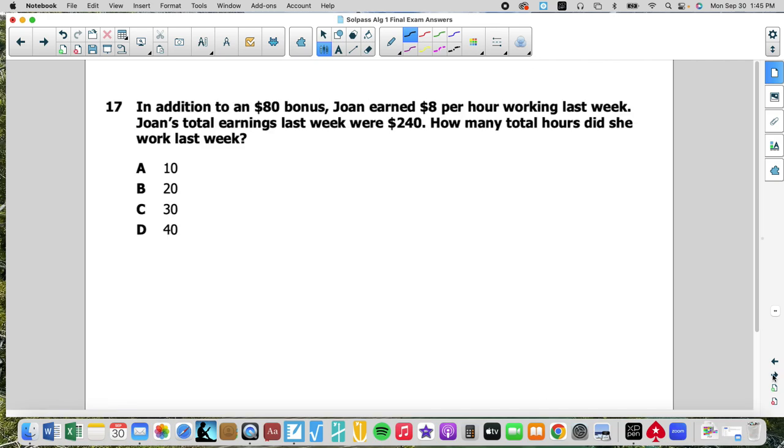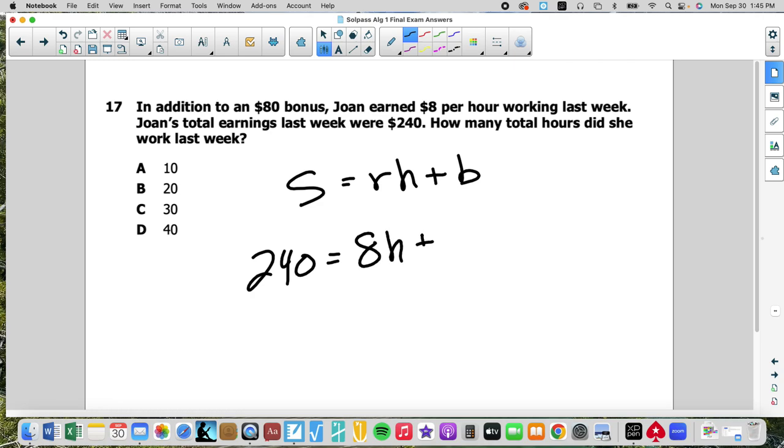In addition to an $80 bonus, Joan earned $8 per hour working last week. Joan's total earnings last week were $240. How many total hours did she work last week? So her salary is equal to her rate times the number of hours plus her bonus. Her salary was $240, her rate was $8 an hour, and she had an $80 bonus. So that's how we do that.